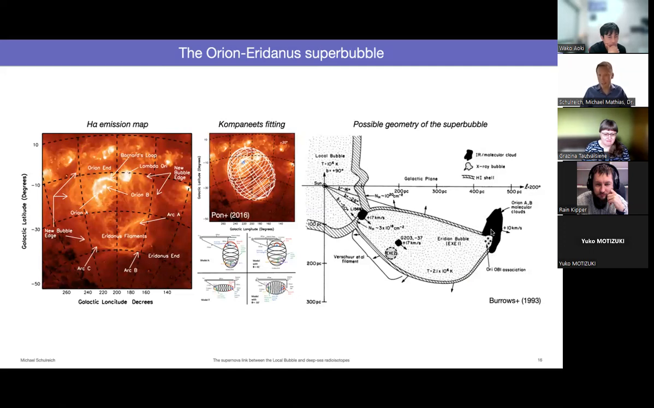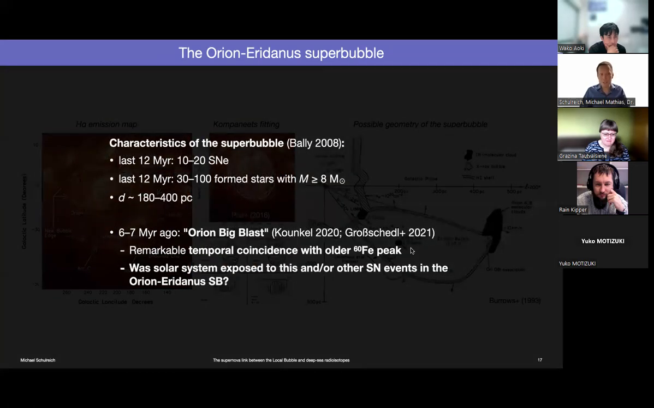Where exactly is quite uncertain though. And one formation scenario discussed is sequential supernova activity along the so-called blue stream of massive stars, which is also roughly parallel to the galactic plane. And particularly interesting here is this so-called Orion Big Blast, which was a major supernova event in that superbubble 6 to 7 million years ago.